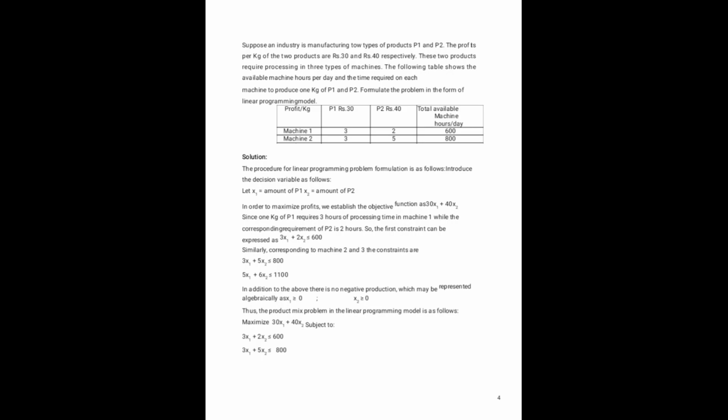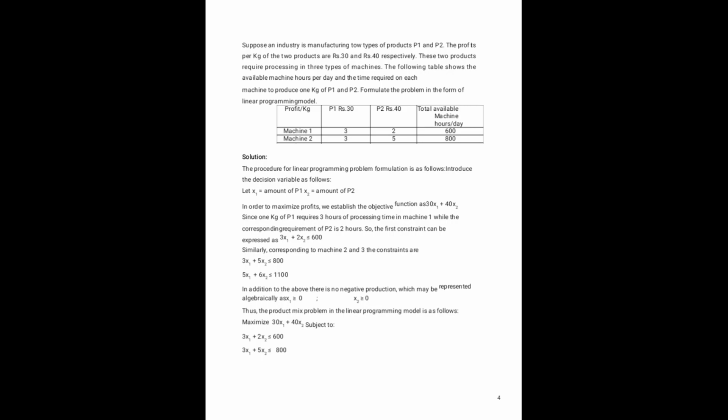Problem. Suppose an industry is manufacturing two types of products, P1 and P2. The profit per kg of the two products is rupees 30 and rupees 40 respectively. These two products require processing on three types of machines. The following table shows the available machine hours per day and the time required on each machine to produce one kg of P1 and P2. Formulate the problem in the form of a linear programming model.